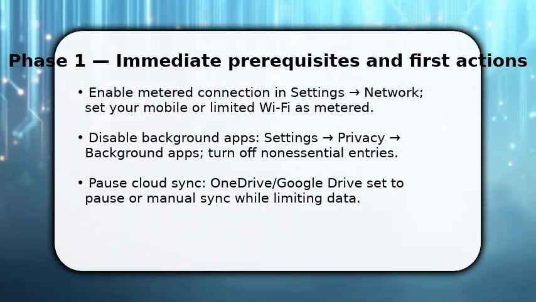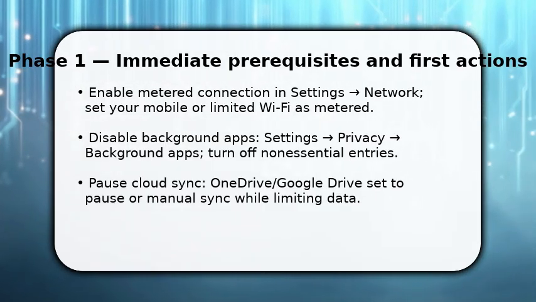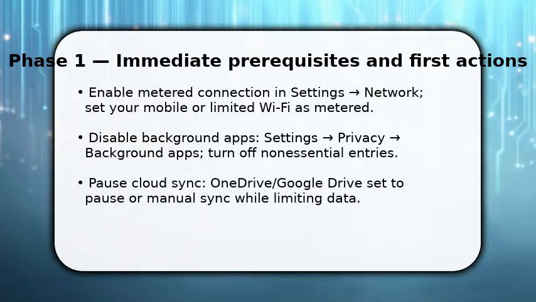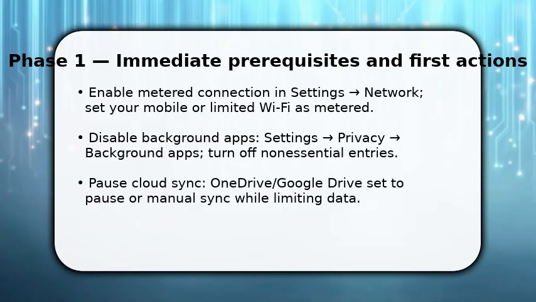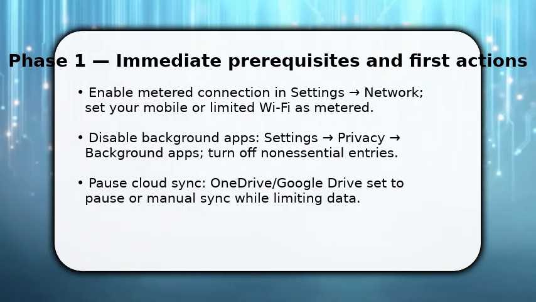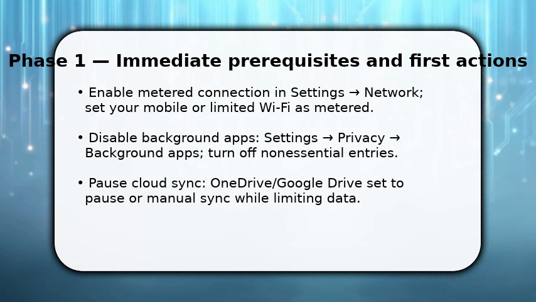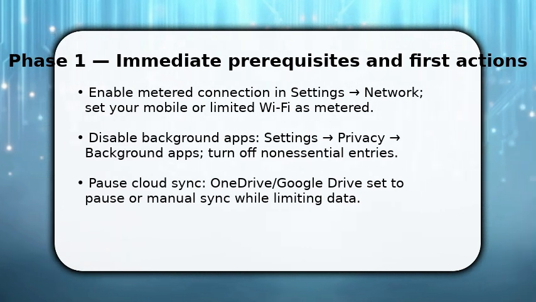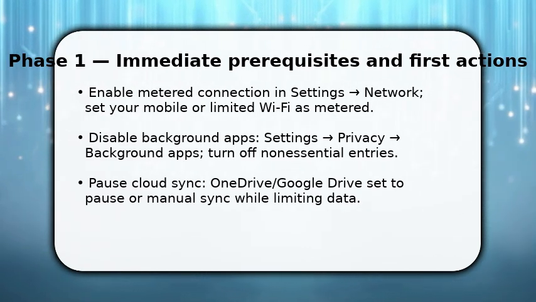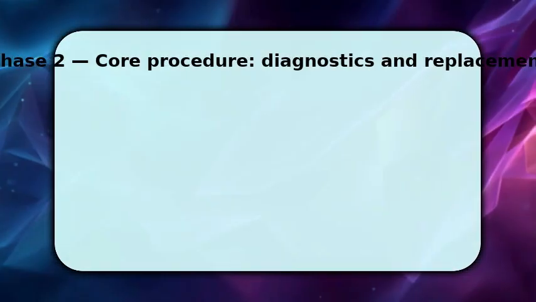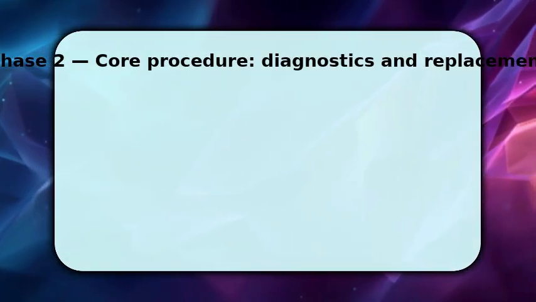Once done, go to Privacy > Background Apps and turn off unneeded programs, because apps chewing bandwidth will bust your cap. Finally, pause cloud sync services like OneDrive or Google Drive, so they don't immediately upload large files while you configure stricter controls. Next, lock down automatic updates and app downloads.